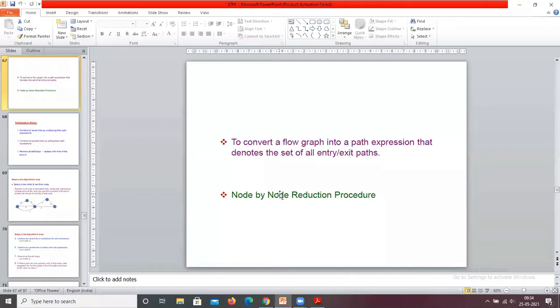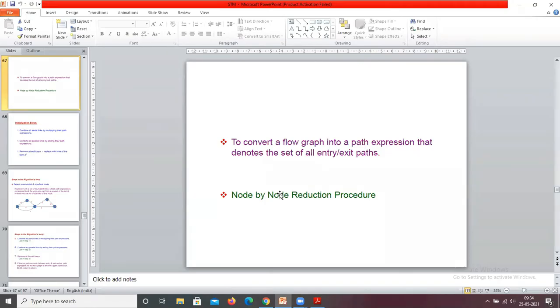In previous class, we discussed path products and path expressions. In today's class, we are going to discuss the reduction procedure. So what is reduction procedure? Reduction procedure is nothing but converting a flow graph whose links are labeled with names into a path expression that denotes the set of all entry and exit paths in that flow graph.